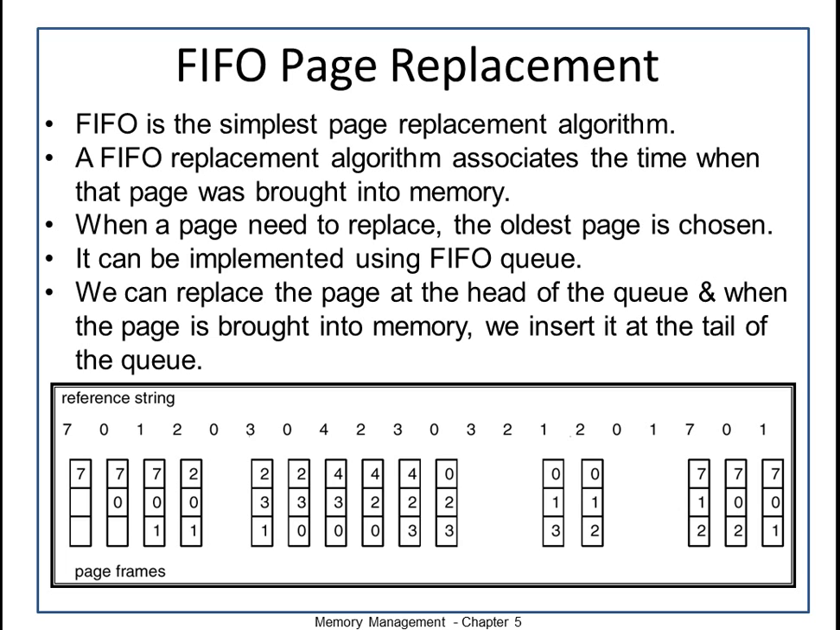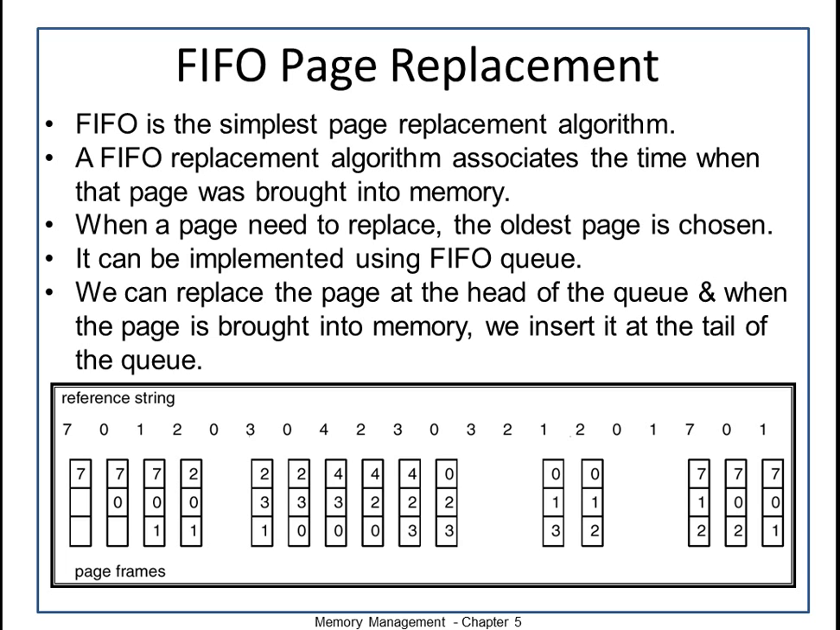In this way, we will get the total page faults: 1, 2, 3, 4, 5, 6, 7, 8, 9, 10, 11, 12, 13, 14, 15. So total page faults are 15. So this is a very simple method and this can be implemented practically, but the number of page faults is more as compared to the other two algorithms.